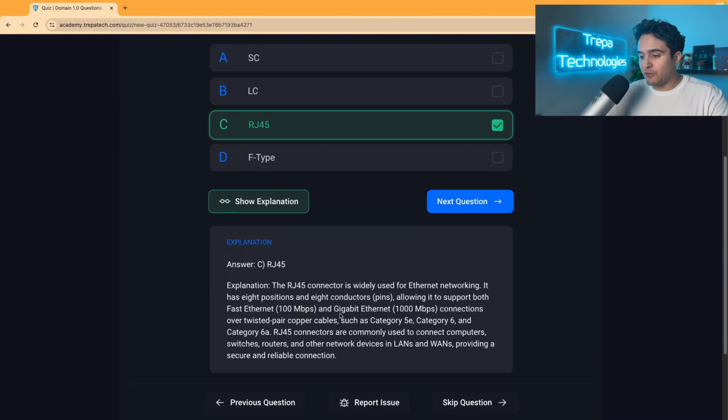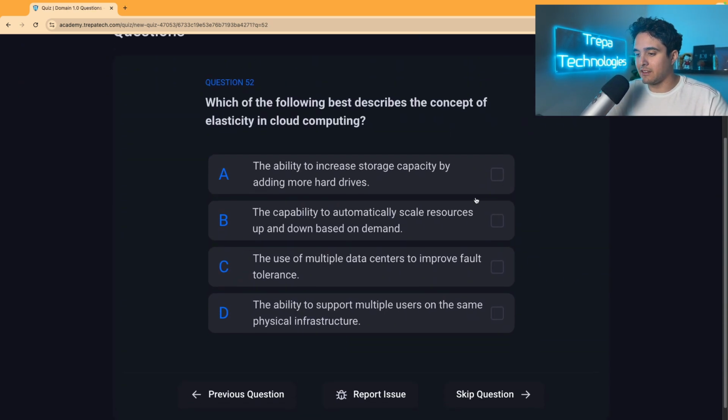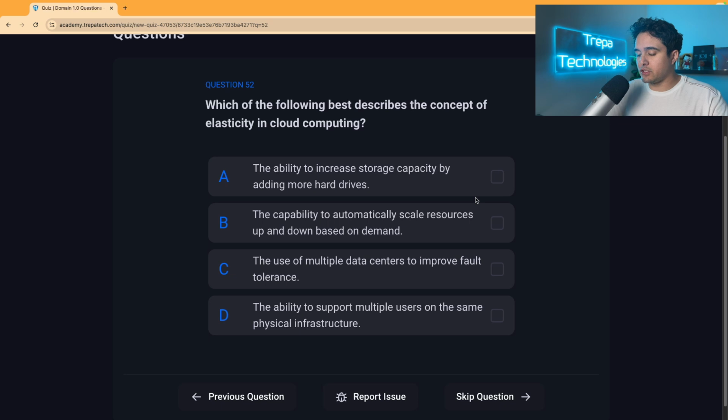Go ahead and pause the video if you'd like to read the explanation. Let me zoom in one more. Yeah, much better.